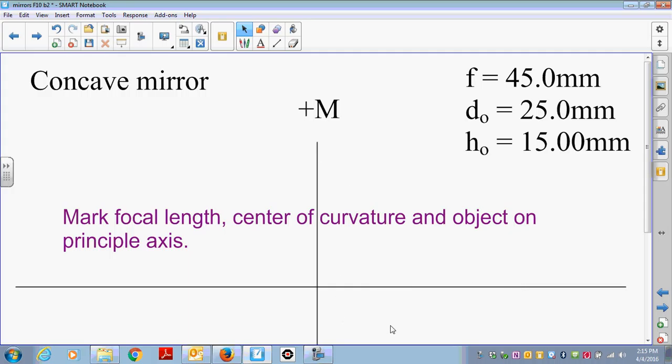drawn my mirror. Notice, though, that I draw it as a vertical straight line and not a curved line. The reason I do this is I'm not really sure what the curvature of that mirror is. I just know that it has a focal length of 45 millimeters. We assume when we're drawing ray diagrams that the curvature of the mirror is very, very small. In other words, we treat these as thin optics.